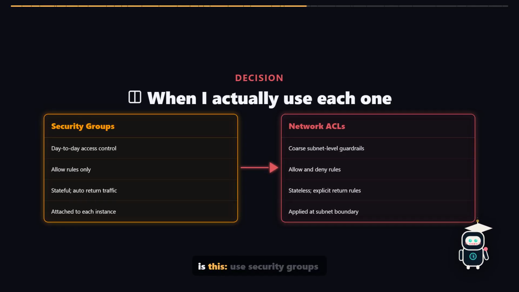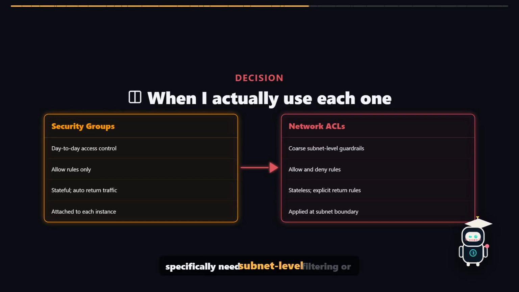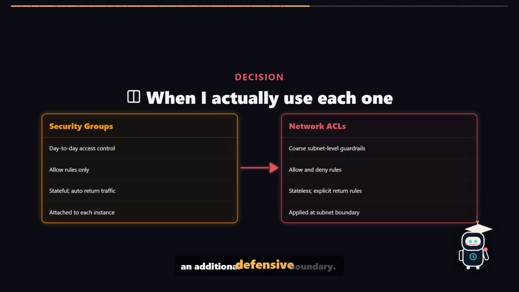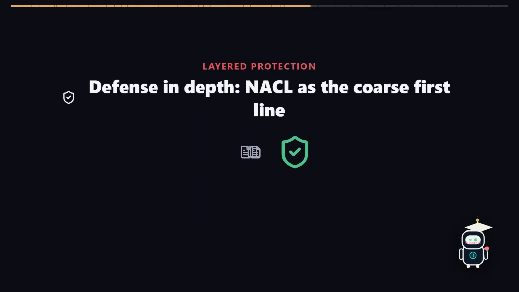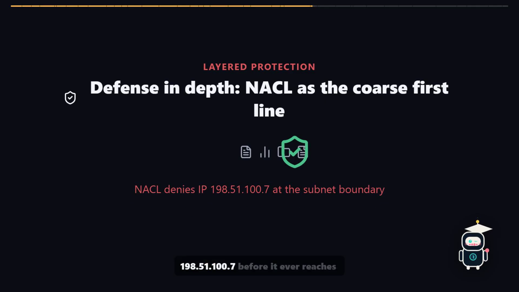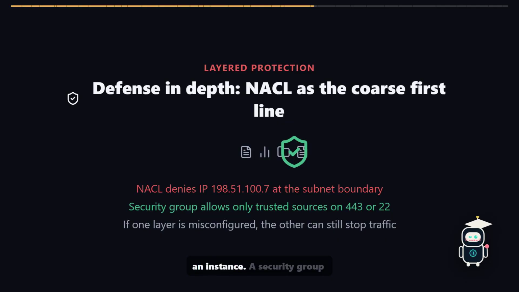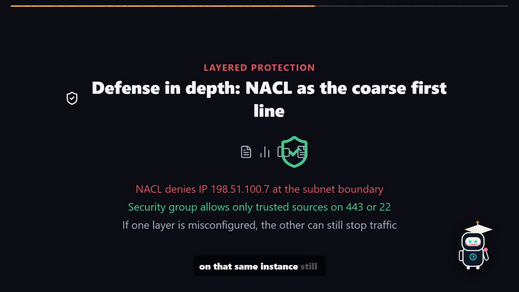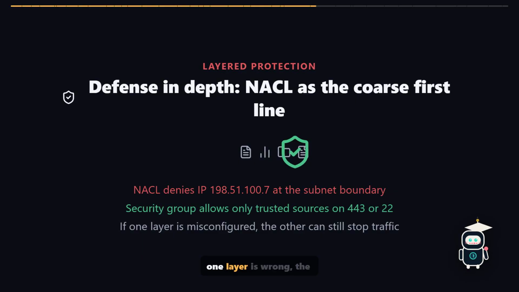The simple rule is this: use security groups for workload-level access control and use network ACLs when you specifically need subnet-level filtering or an additional defensive boundary. Defense in depth means two independent filters that don't trust each other. For example, a network ACL can deny IP 198.51.100.7 before it ever reaches an instance. A security group on that same instance still only allows trusted sources on ports 443 or 22. If one layer is wrong, the other can still stop the traffic.